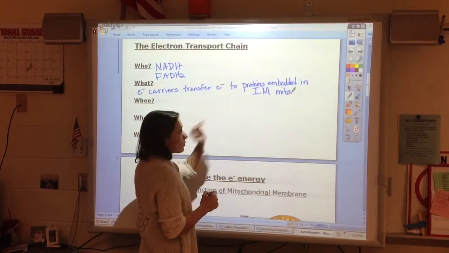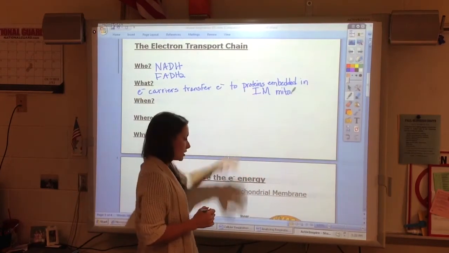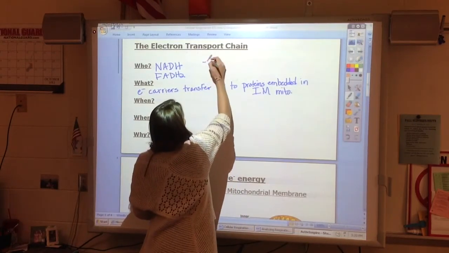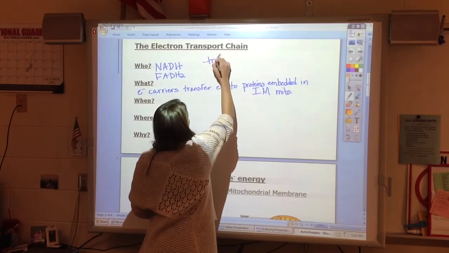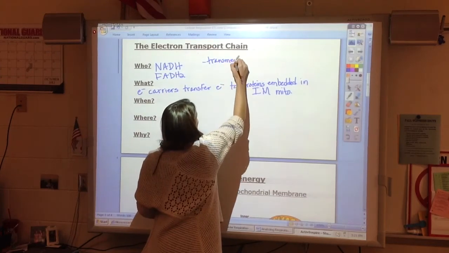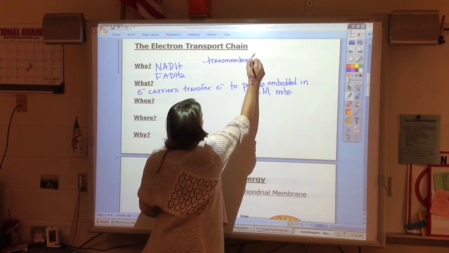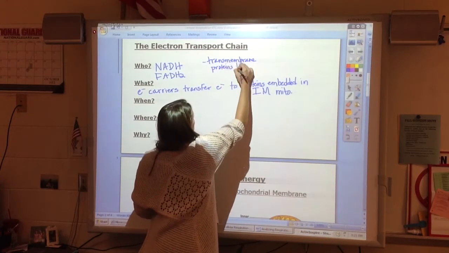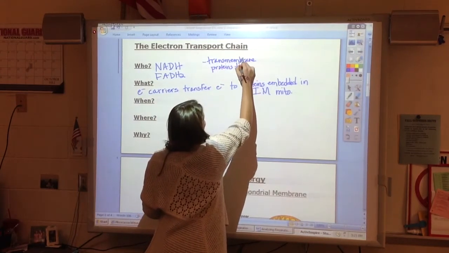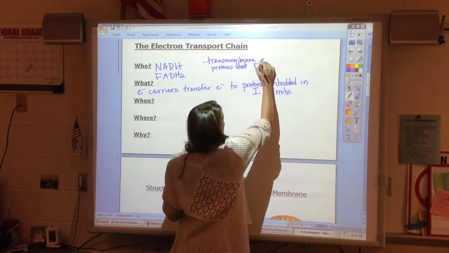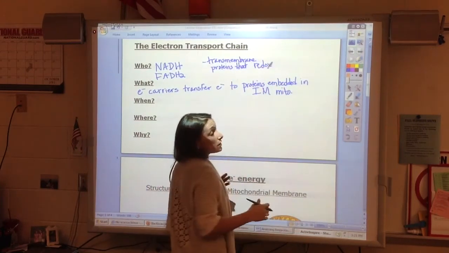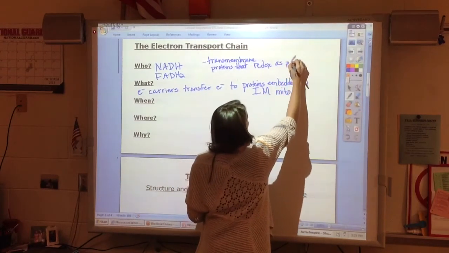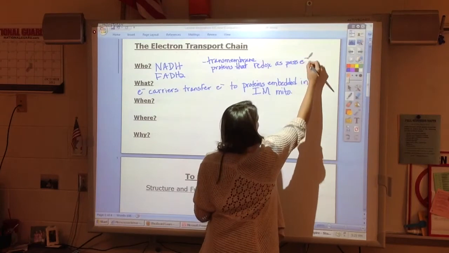So let's talk a little bit more about this embedded membrane, and you can see it down here in this diagram. These include transmembrane proteins that are redox, so they both get reduced and oxidized as they pass electrons.